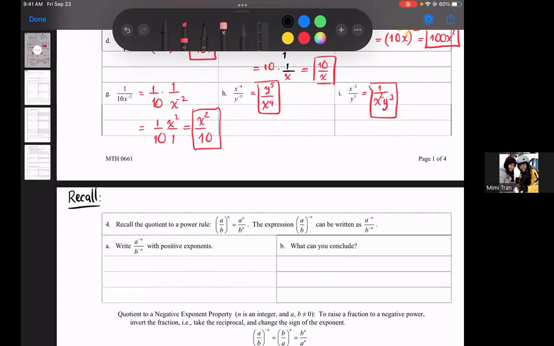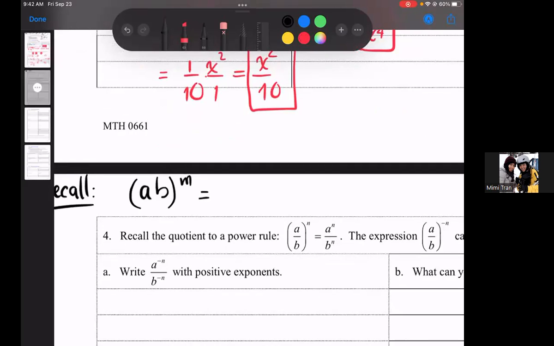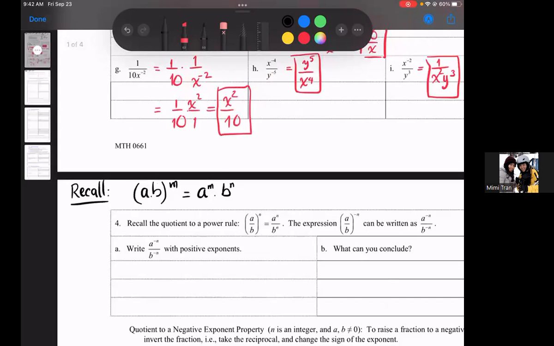Reminder, if I have (a b) in parentheses to the m power, then what do you do to that exponent? So you distribute the power, right? So a to the m times b to the m. Same thing with the quotient rule. If you have a divided by b, you do the same thing. You distribute the power into everybody.